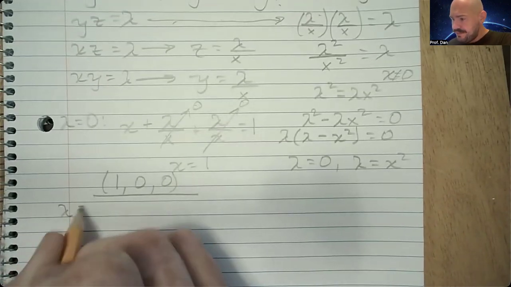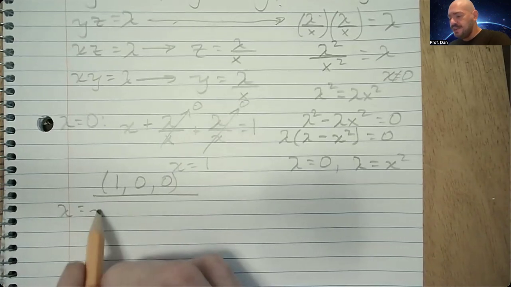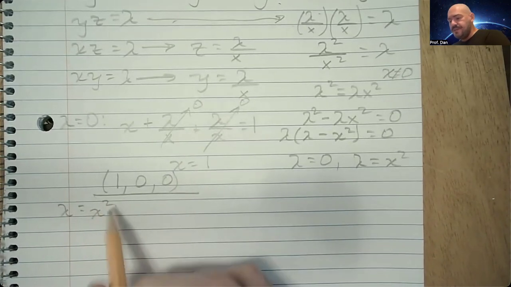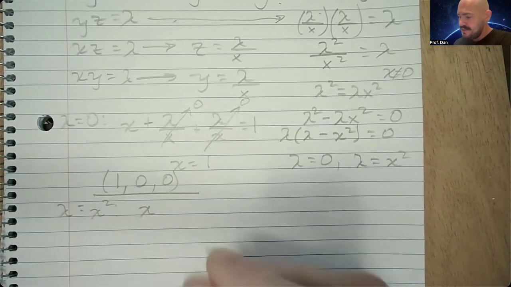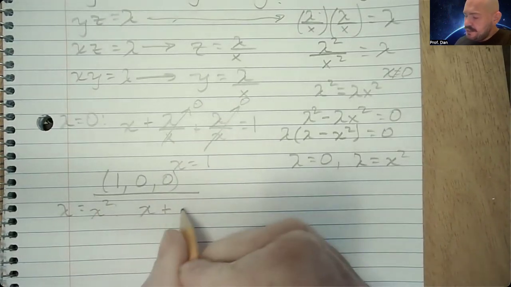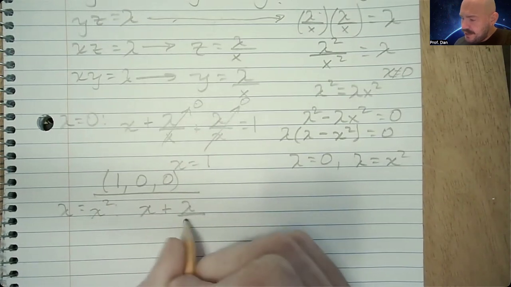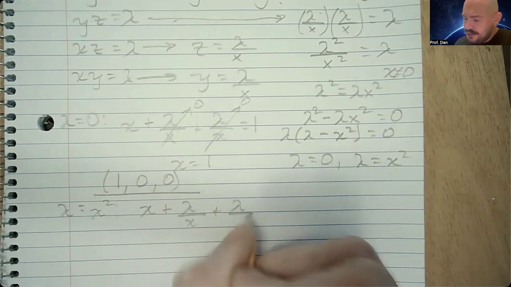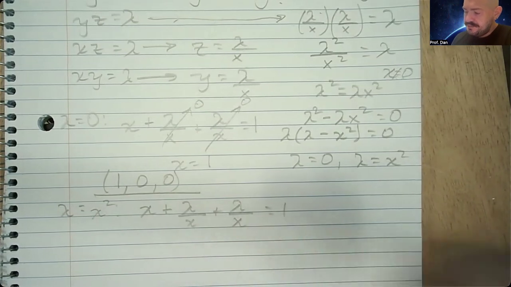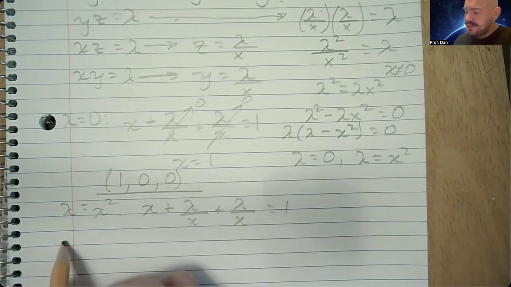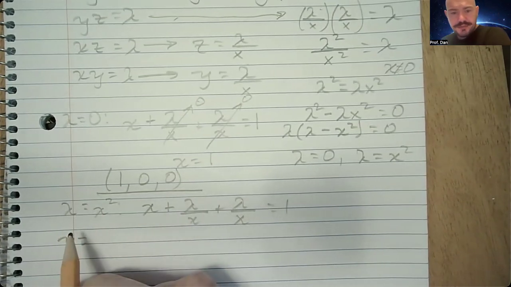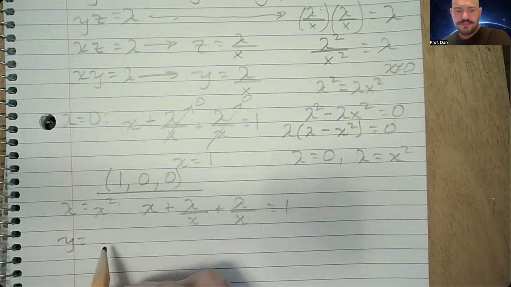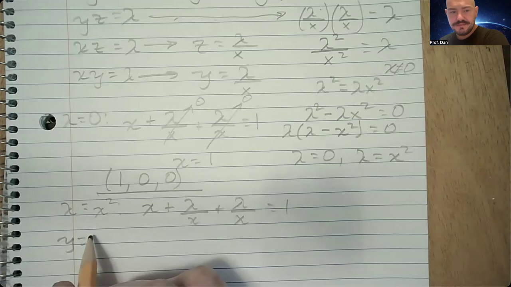The other thing I'll get from letting lambda equal x squared. And again, x is going to be x. I can't do anything about that. Y is going to be lambda over x. Z is going to be lambda over x. And this is equal to 1. So first off, I'm going to explicitly write out what y and z are here. So y would be equal to x squared over x.